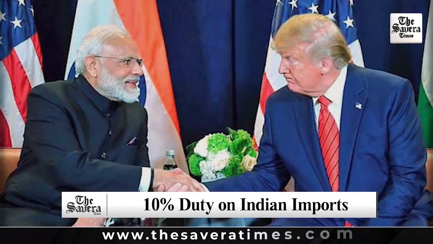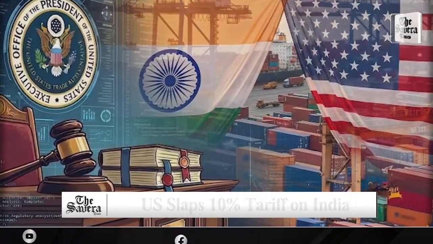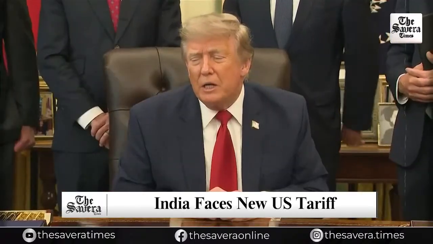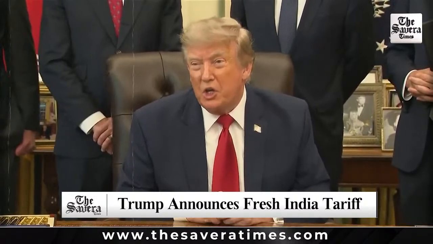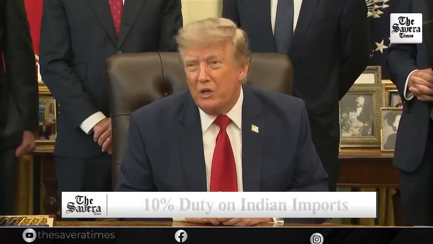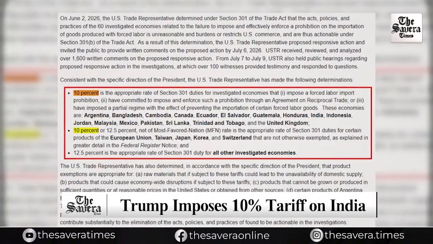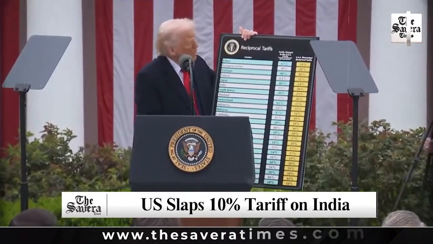Well, reports also suggest that the Donald Trump administration could introduce another round of tariffs in the coming weeks, targeting nations accused of subsidizing excess manufacturing capacity. And since India remains under a separate Section 301 investigation on that issue, New Delhi could again come under the scrutiny. And for now, India has managed to reduce its proposed tariff from 12.5% to 10% after making policy changes on the forced labor.